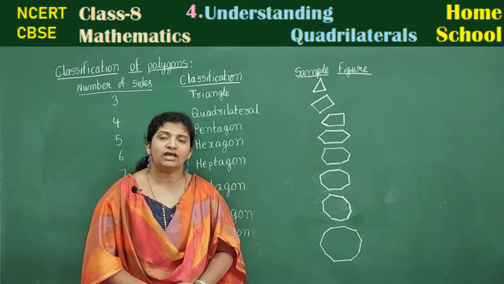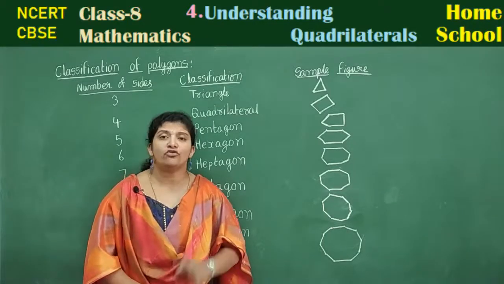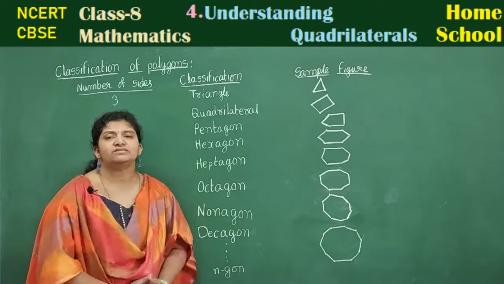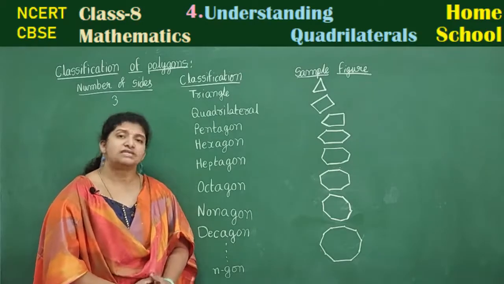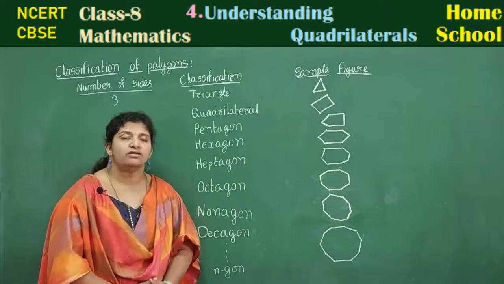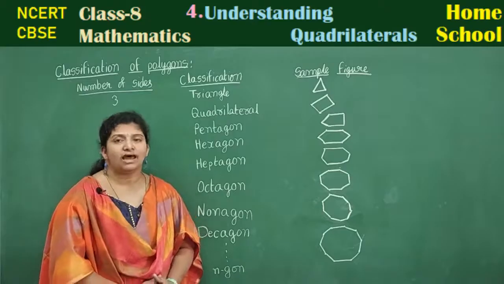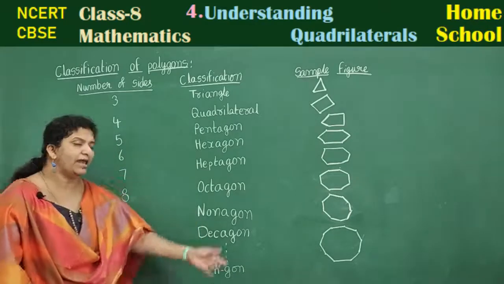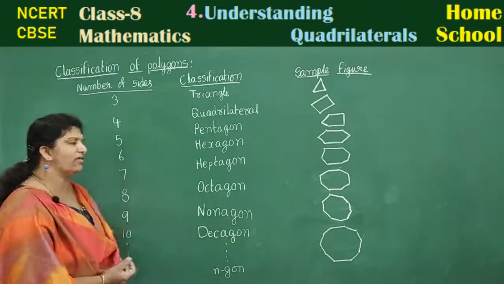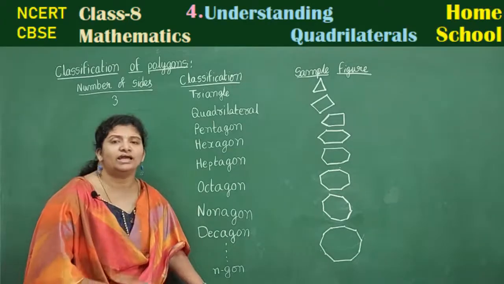Let's see once again. If a polygon has 3 sides, it is a triangle. 4 sides, quadrilateral. 5 sides, pentagon. 6 sides, hexagon. 7 sides, heptagon. 8 sides, octagon. 9 sides, nonagon. 10 sides, decagon. Like this, n sides, we call it an n-gon. Like this, dodecagon and many more you will have. According to the number of sides, the name of the polygon depends.